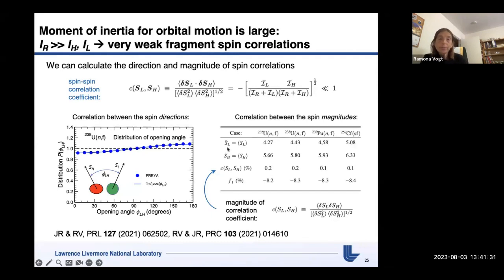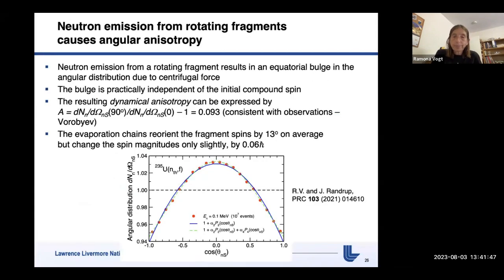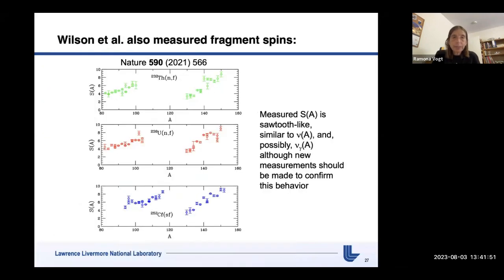So, and then this gives an average spin of around 4 for the light fragment, and about 6 or so for the heavy fragment, which is pretty close to what people are talking about having measured. I think I'll skip this part.